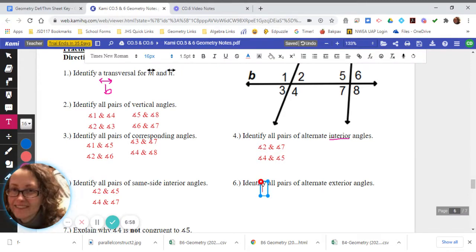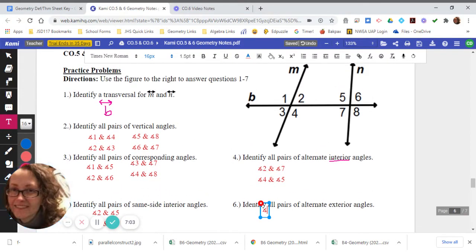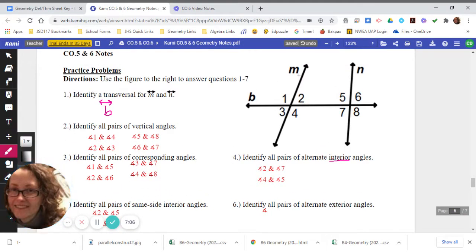Question number 6, alternate exterior angles this time. I want to be, instead of inside my two lines here, I want to be outside. So my answers should be a combination of 1, 3, 6, and 8 this time because I want to be outside of those two lines. And then I want to be on alternating sides. So outside, exterior, outside, and alternating sides of the transversal.